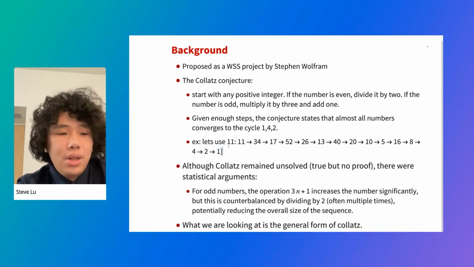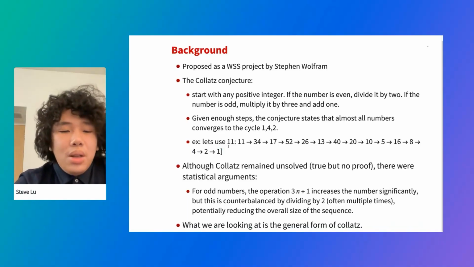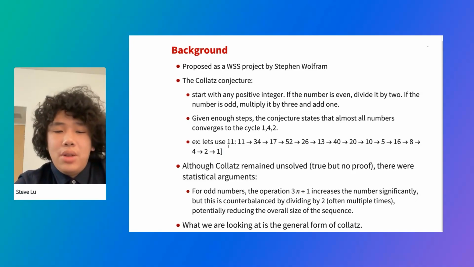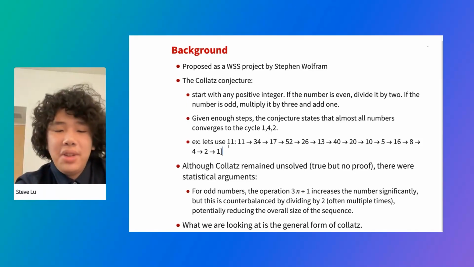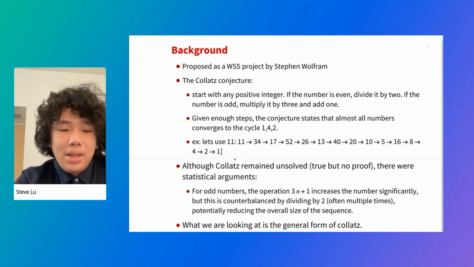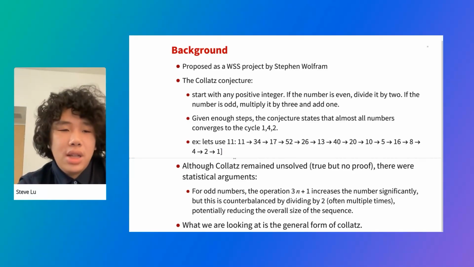It is also important to note that although Collatz remains unsolved, with no proof that it's true, there are many statistical arguments about this conjecture, and it's not hard to see why. For the operation of 3n plus 1, it increases the number significantly, but that's counterbalanced by dividing by 2. So on a statistical level, it's a convergent sequence. And this is related to our exploration in that we're looking at a more general form of Collatz, where it could have a lot more different conditions.